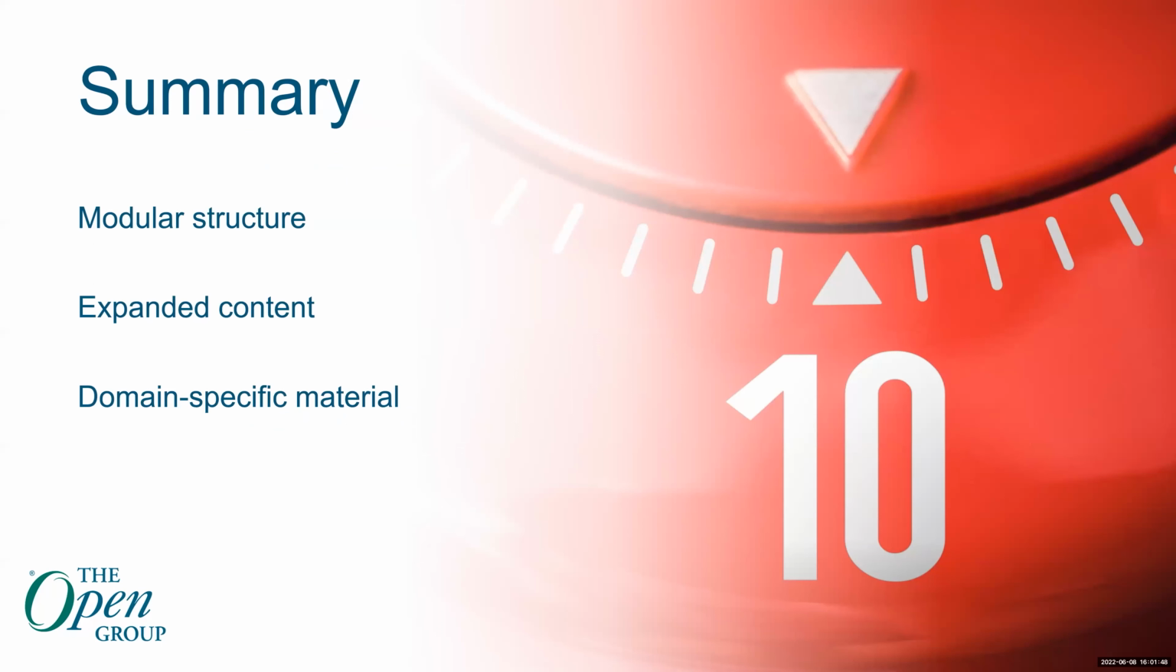So the main thing, good presentations always tell you three things, don't they? So the three things to remember today, about the TOGAF Standard, the 10th edition. The main things that are different: we've introduced a modular structure, and I'll talk a little bit in a moment about why that is. We've expanded the content, and we have introduced domain-specific material, which is something that the TOGAF Standard proper has not really had before.